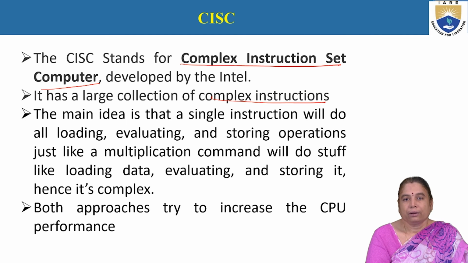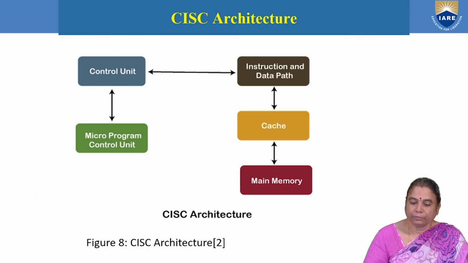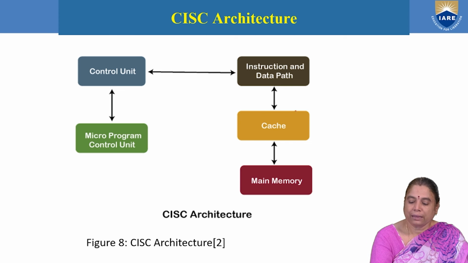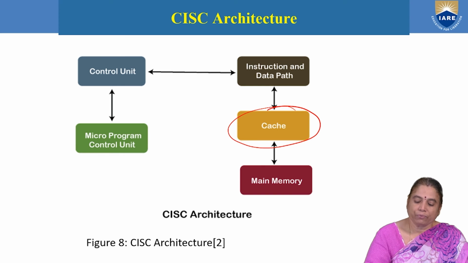And here RISC and CISC are both aimed to increase the performance of the computer. And the CISC architecture has only one cache. Both instructions and frequently used data can be cached here, and they can be readily available to the memory and control unit for execution of instructions.